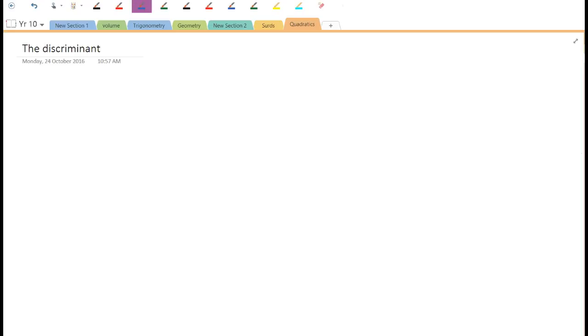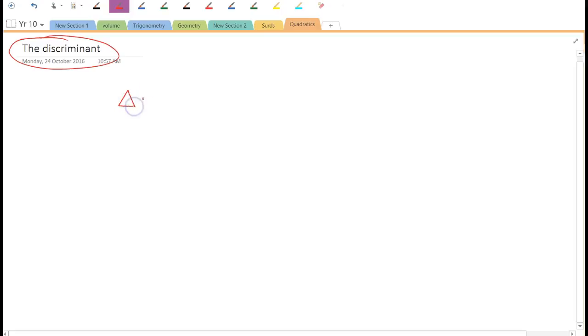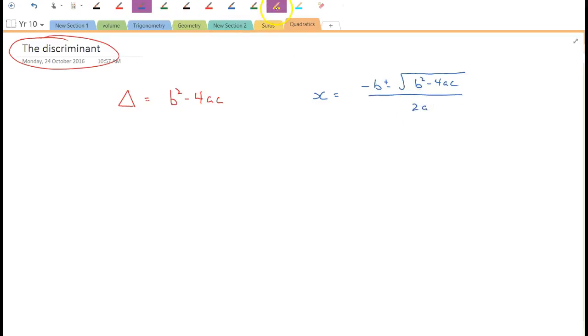Okay, year 10, we need to talk about one more thing, this thing called the discriminant. We haven't discussed this. The discriminant has this little triangle symbol, and it is equal to b squared minus 4ac. It's what's under the square root sign in the quadratic formula. In the quadratic formula, we've got minus b plus or minus the square root of b squared minus 4ac. That bit in there is called the discriminant.